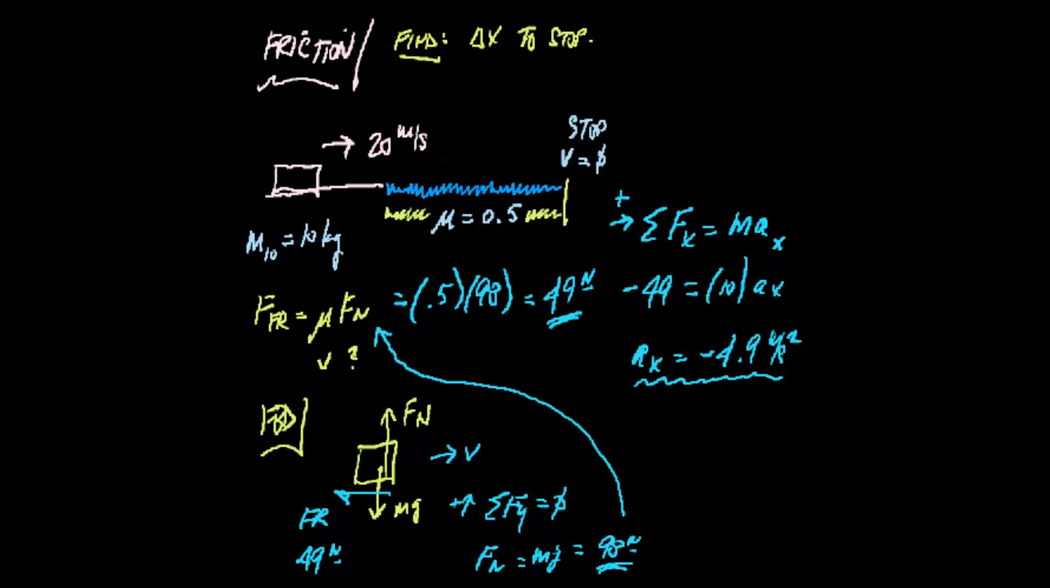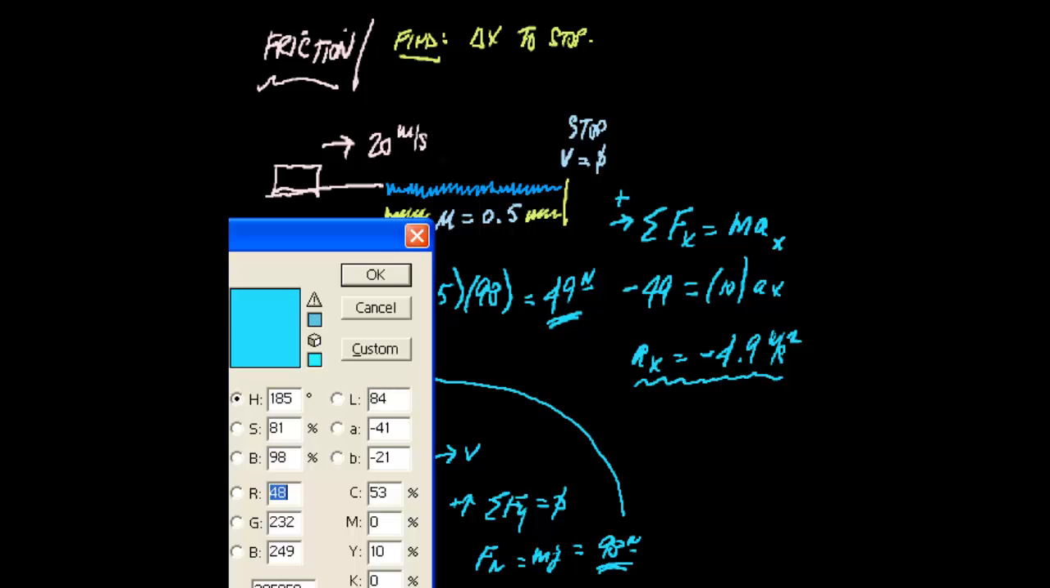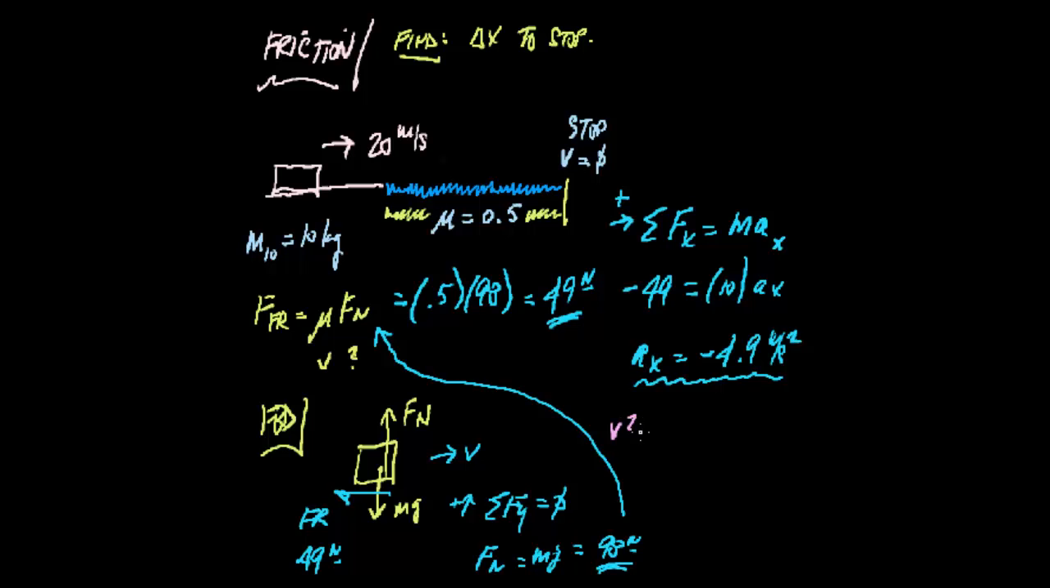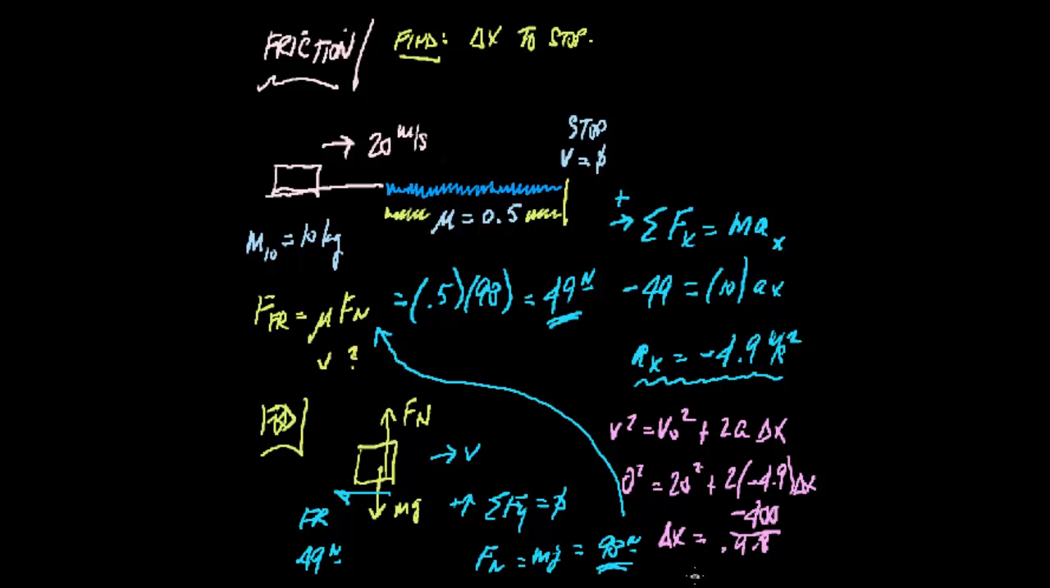Now, where do we go from there? At that point, we have to go back to our three constant acceleration motion equations, and we can use v squared equals v_0 squared plus 2a delta x. We know it comes to a stop, that's 0 squared. We know it's going at 20 initially, that's 20 squared. That's 2 times minus 4.9 delta x. It tells us delta x is going to be minus 400 divided by minus 9.8. That's roughly a little over 40, about 42 meters, before it comes to a stop. That's how far it slides.